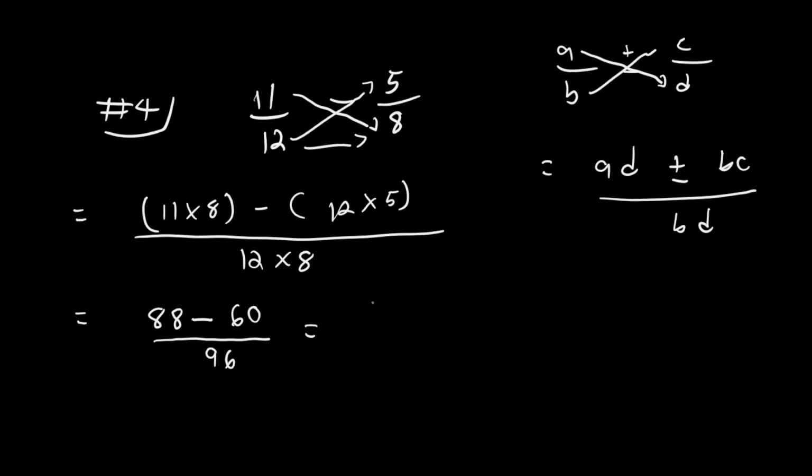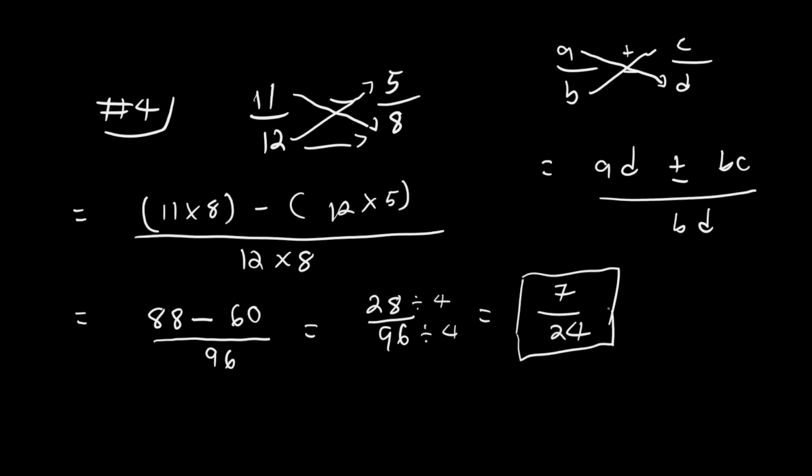Then we minus the numerators. We obtain 28 over 96. In this case, we can simplify the fraction. So in this case, we divide both by 4. And our final answer is 7 over 24. And this is our final answer.